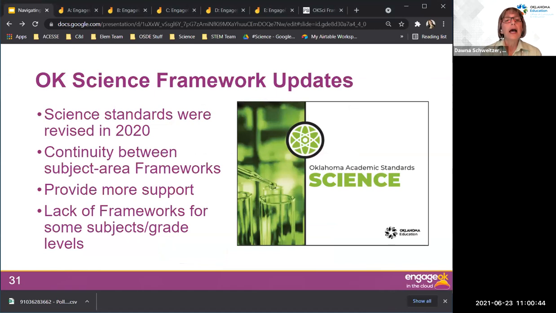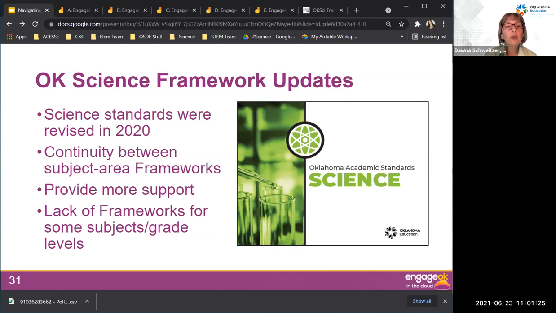So the science standards, again, were revised in 2020, and then the call went out to redevelop the frameworks because they had to be rewritten so that they were aligned with the new standards. And one of the things that we wanted them to do is provide more support. The other thing that we were thoughtful of is at the elementary level, because many elementary teachers teach all subject levels, we wanted them to be somewhat congruent with what teachers saw in the other frameworks. So if I taught math and science, that they didn't look totally different.